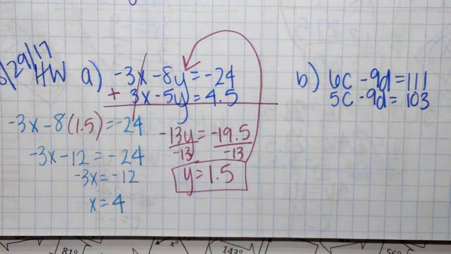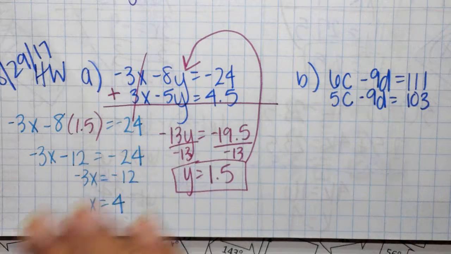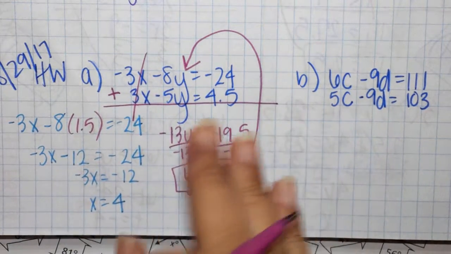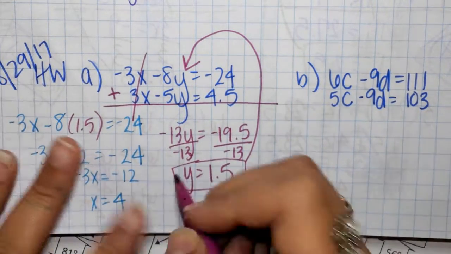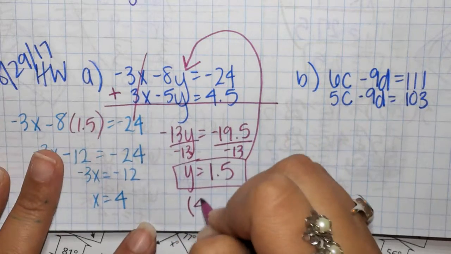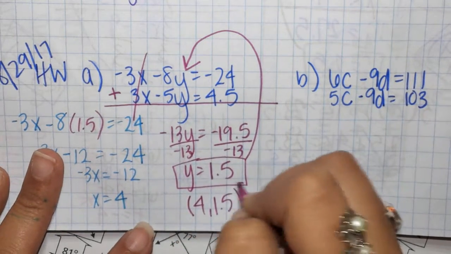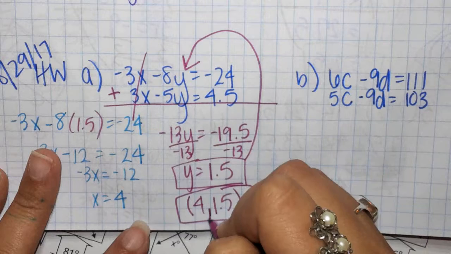All right, now how do I write my answer? Can I finish my question? Do I write it as xy or yx? Okay, so it's 1.5. How many of us got it right?